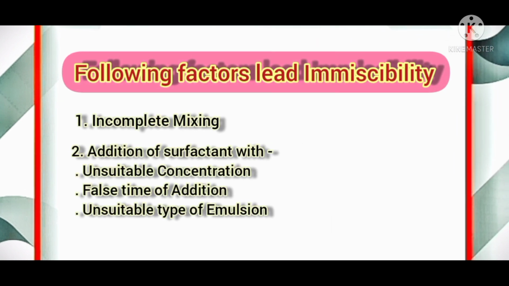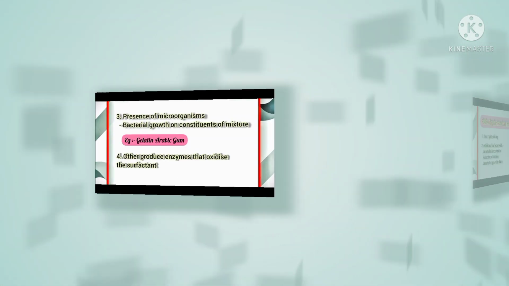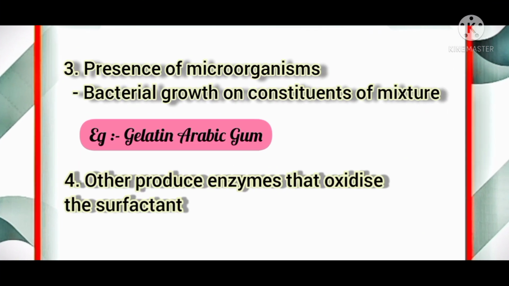Factors that lead to immiscibility: first, incomplete mixing of ingredients. Second, addition of surfactant with unsuitable concentration, false timing of addition and unsuitable type of emulsion. Third, presence of microorganism, bacterial growth on constituents of mixture. An example is given, that is gelatin arabic gum. Fourth, others produce enzymes that oxidize the surfactant.